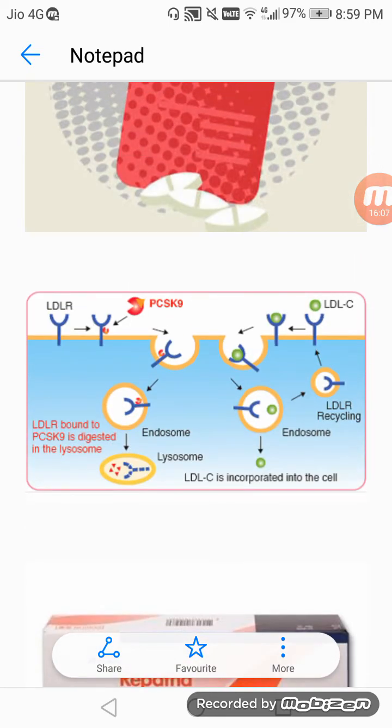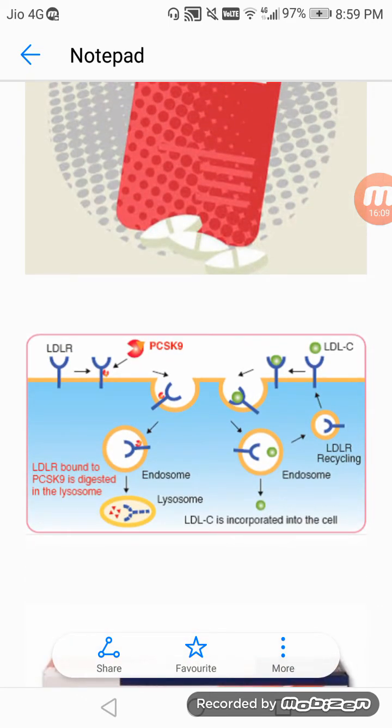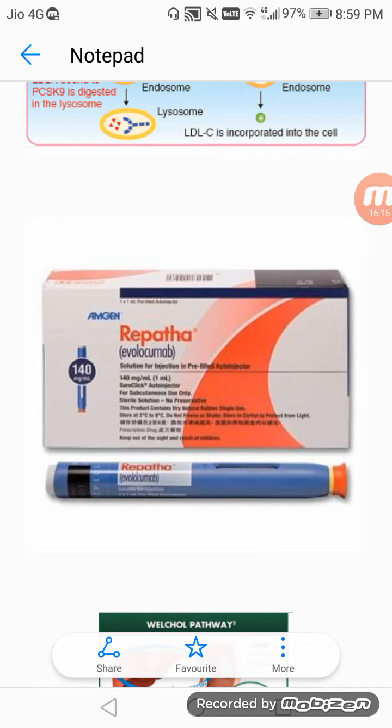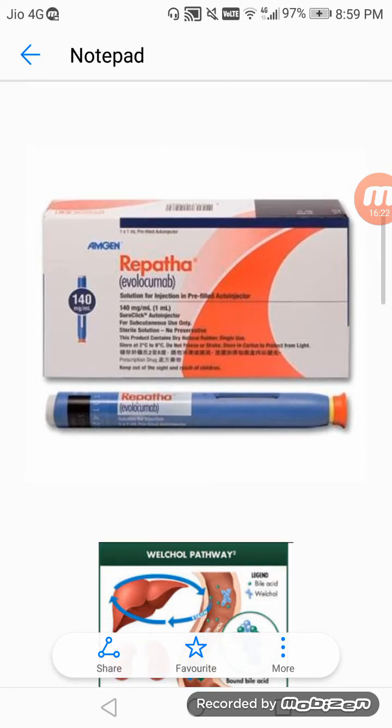Then the third class of drugs, they were acting at the PCSK9. They were PCSK9 inhibitors, so it is showing the same thing which I told you in a little complicated way. We know very simply what it will do. And what was the name of the drug? Evolocumab. So evolocumab, this is subcutaneous. What I told you, it can also be used by subcutaneous route and can be self-administered by the patient.